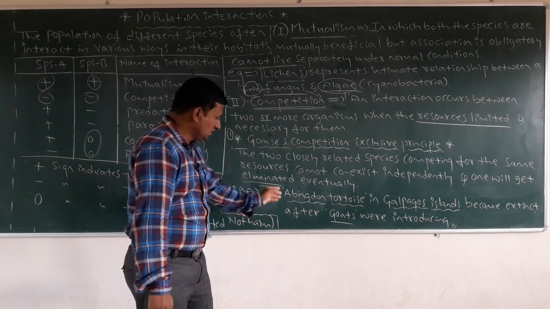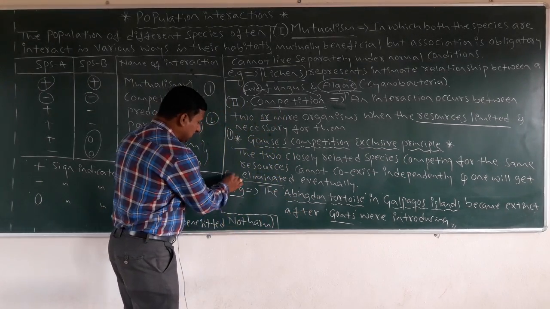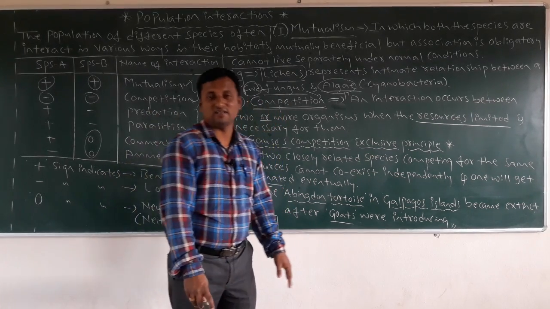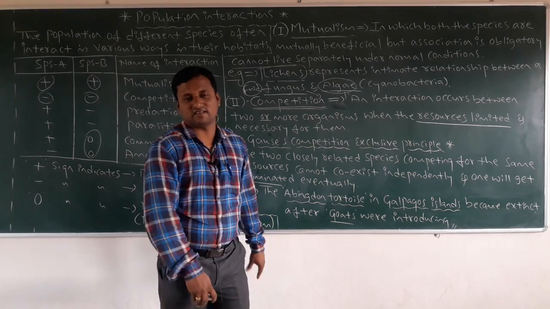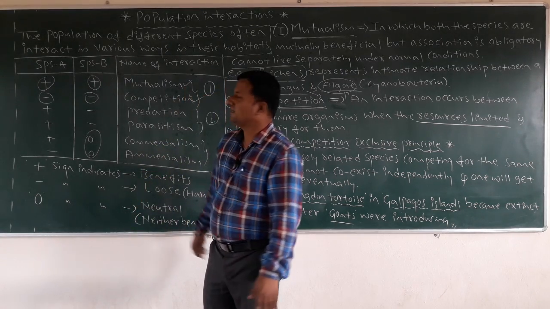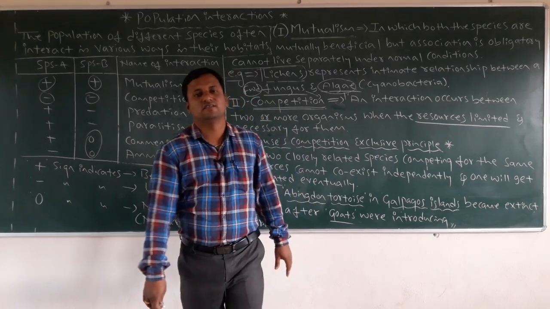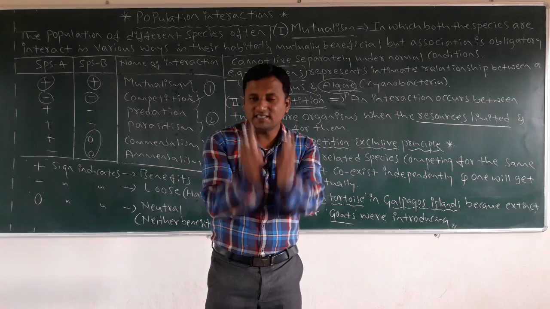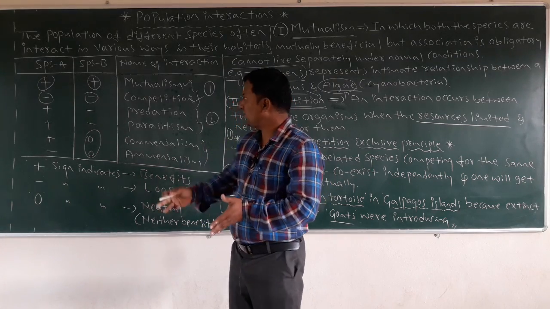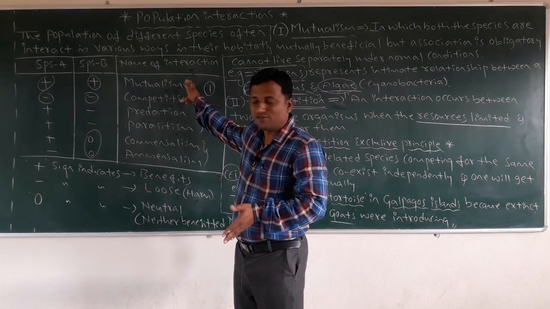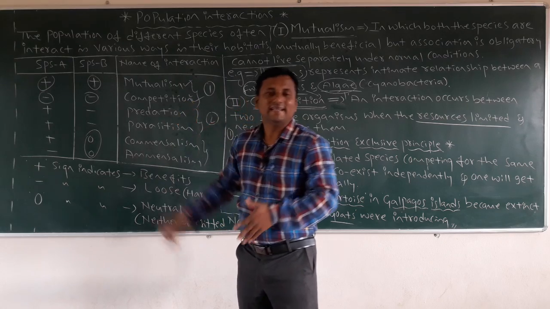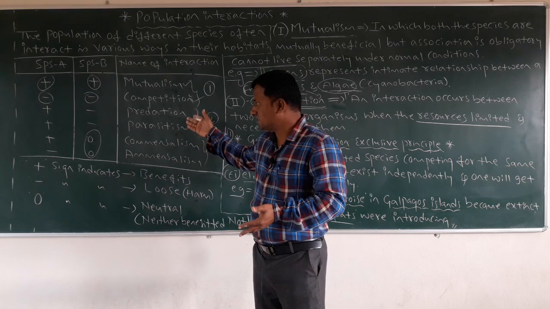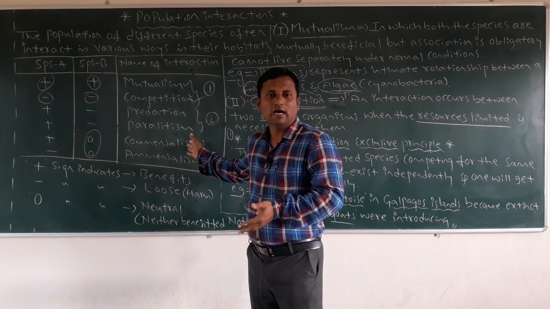You must remember this type of example is also asked at the CET level. Which type of interaction is going on in Galapagos Islands? What is that interaction? We must give it as competition. It is an example of competition between the Abingdon tortoise and goats. So this is the idea about the first two interactions: mutualism and competition. In the next class we will go for the other interactions: predation, parasitism, commensalism and amensalism.